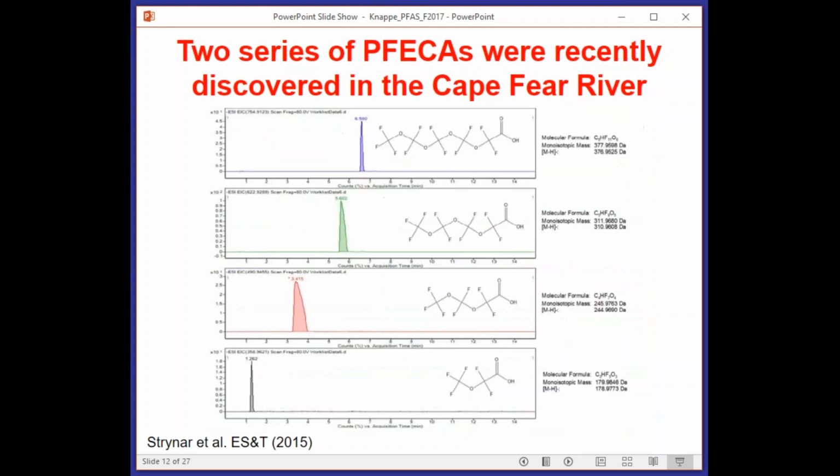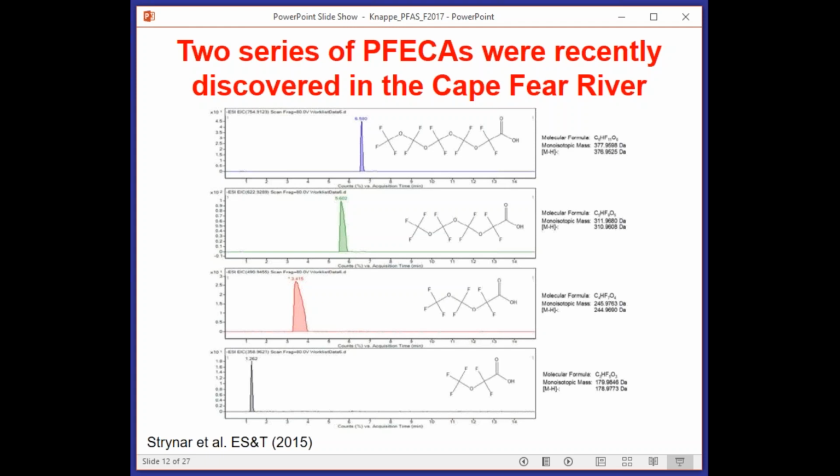Next slide. So here we have another series of ethers, second series of ethers, and here the repeating functional group is a CF2O group. So with each compound we add an additional ether group. So at the bottom we have a 3-carbon monoether, then the next one up is a 4-carbon diether, and so on. So these compounds also occurred at quite elevated levels in this river.